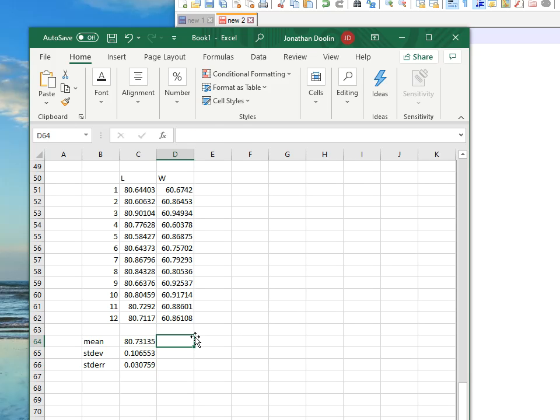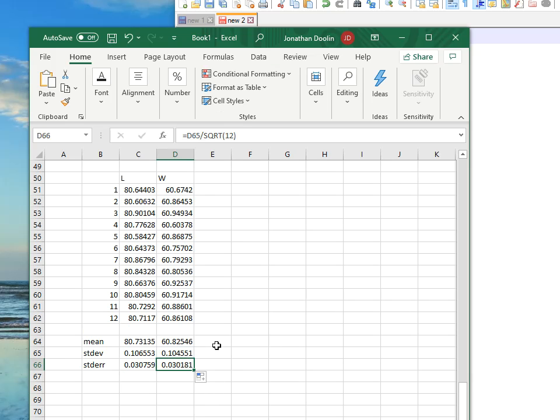So then we can just copy that over, because this will be the average of those things. This will be the standard deviation of these things, and this will be the item above it, just divided by the square root of 12.